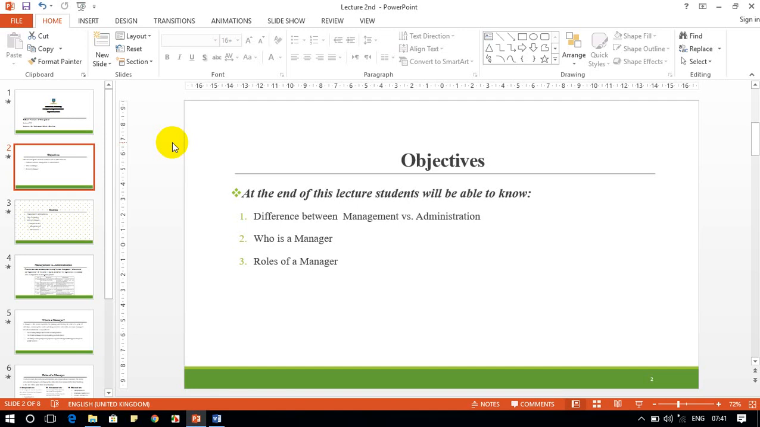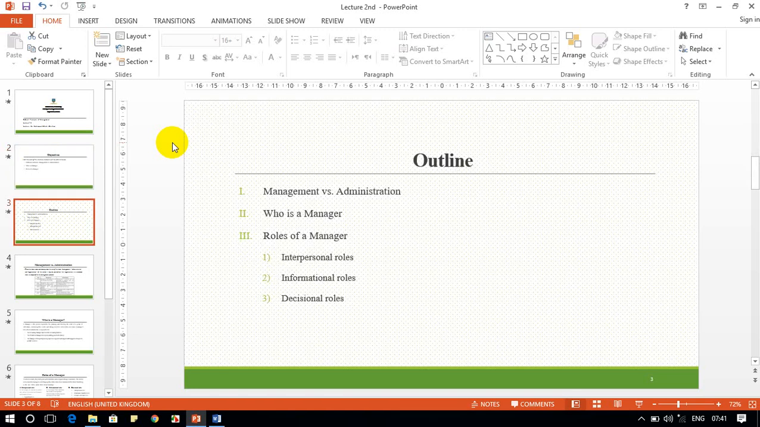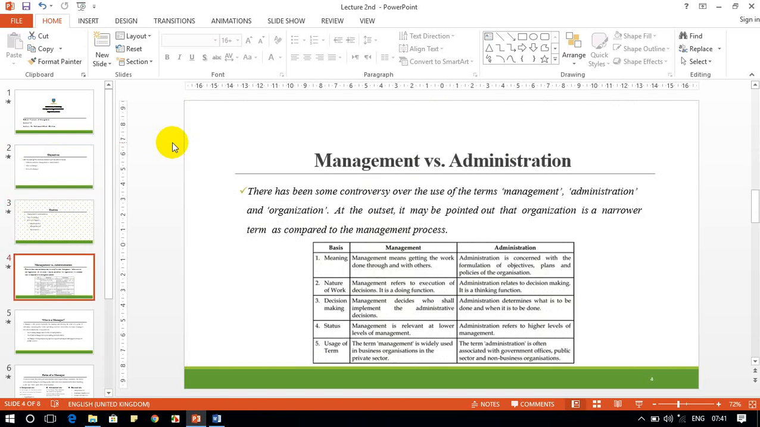In today's session, you will get to learn the objectives of this session: the difference between management and administration, who is a manager, which is the second topic, and then the role of a manager. Under roles, we will discuss three more things: personal roles, informational roles, and decisional roles.